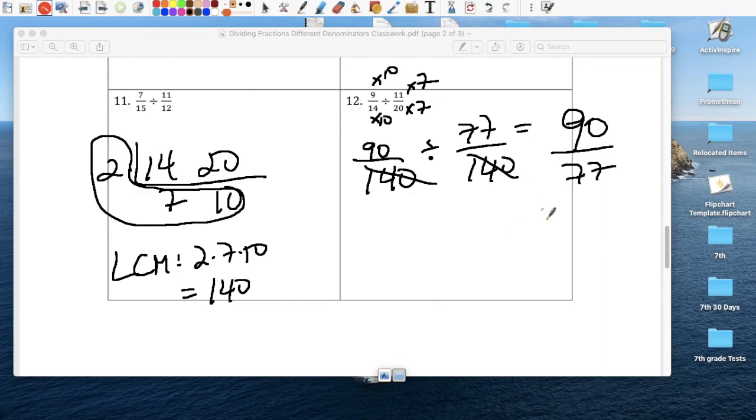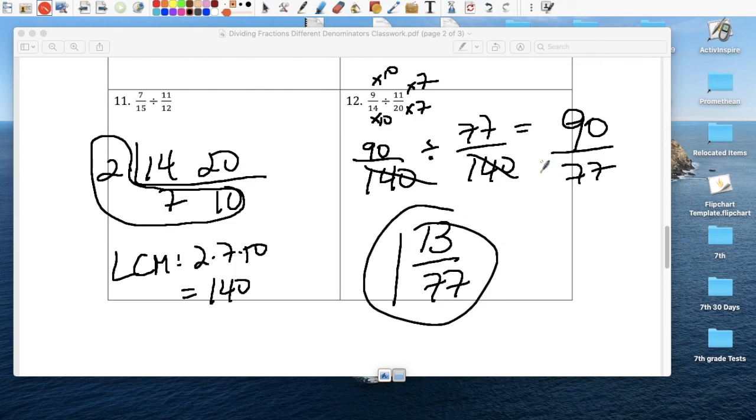So, how many times? I have $90. Somebody says, I want you to give out $77 to everybody. Well, with $90, I can only give one person $77. And 77 goes into 90 1 time. How many left over? 13 over 77, right? So think about it. If I have $90 and I want to give $77 to everyone I see, the first person I can give $77, no problem. But the second person, I ran out of money. I can only give them 13 out of the 77 I really wanted to.